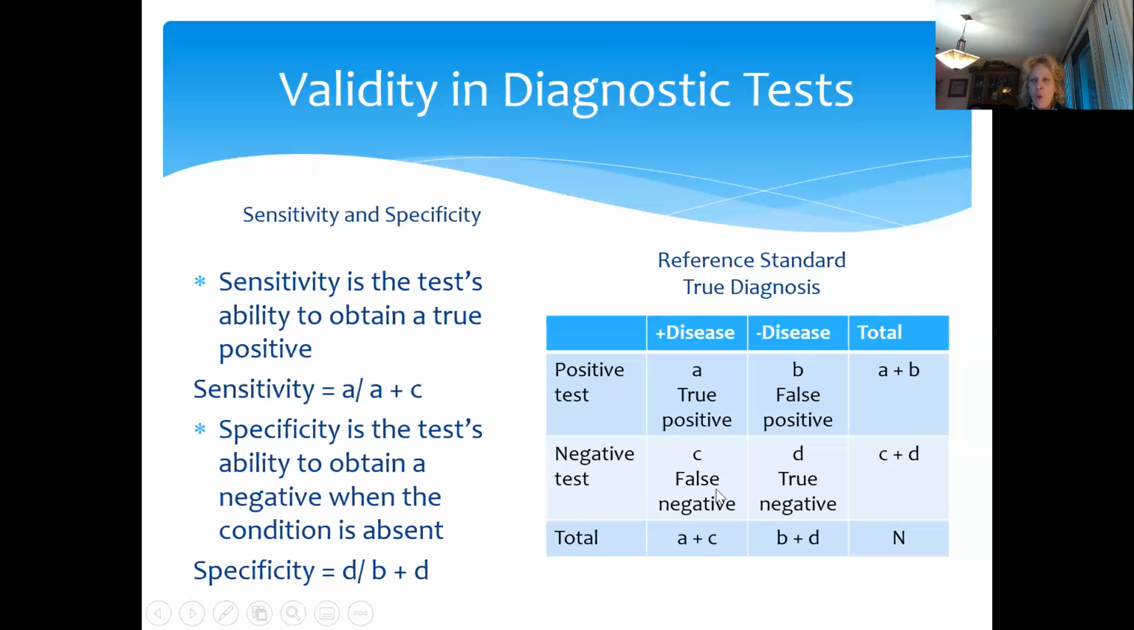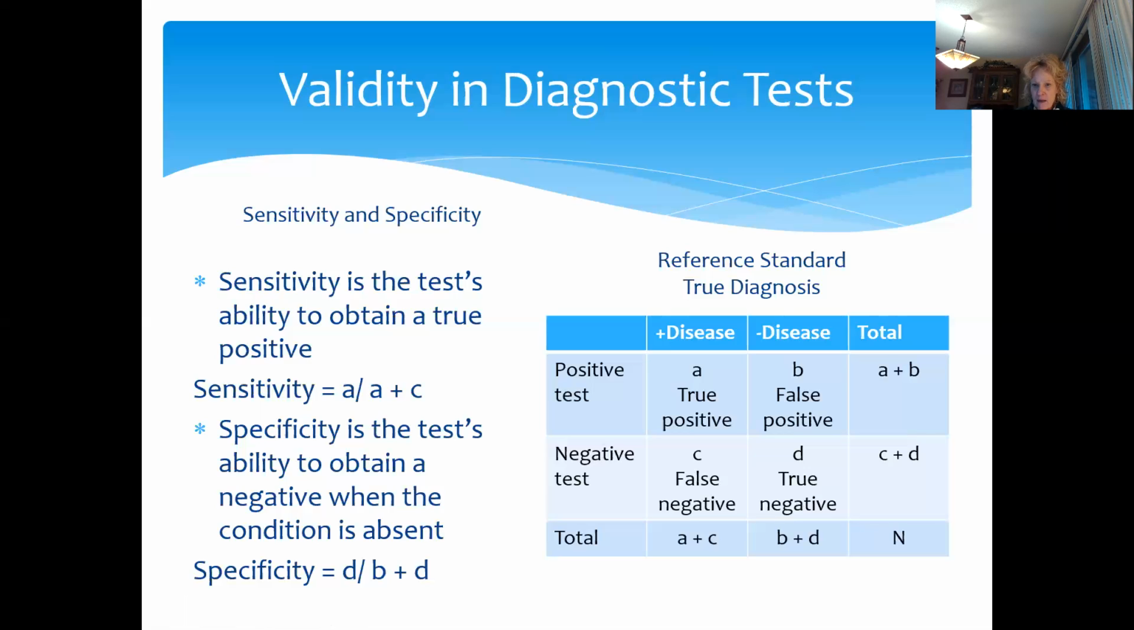So that's why you always send a backup culture when you're getting throat cultures in kids and the rapid strep is negative. We're pretty sure the true positives are pretty, it's pretty sensitive, but the specificity is not as good. So we usually send a backup. And then D is your true negative. So the kid doesn't have the disease and the test comes up as negative.